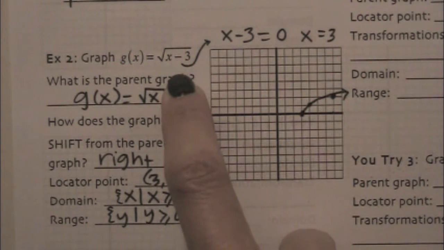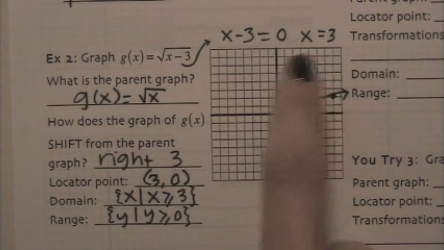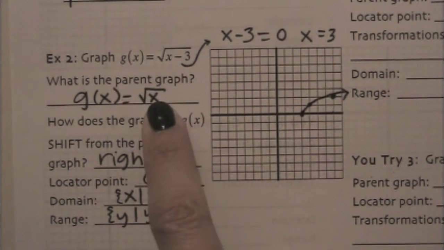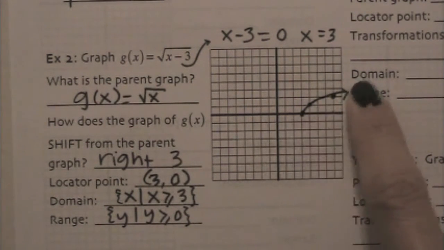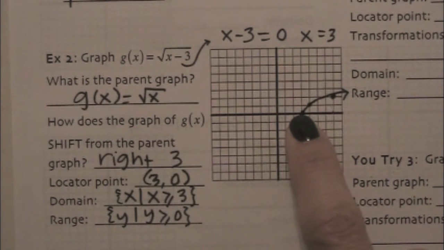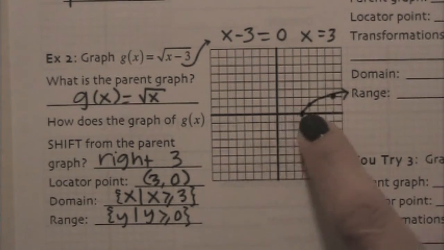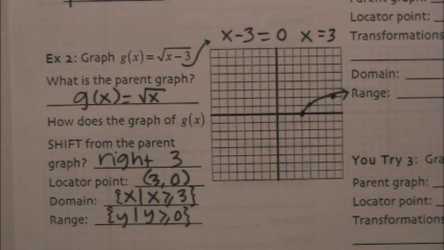We have a horizontal shift, it's shifting right 3. So you move this parent graph that used to start at 0, 0, right 3, and then from there it follows the same pattern. Your pattern for square root is always going to be right 1, up 1, right 4, up 2, and we're sufficient in using just those 3 points.